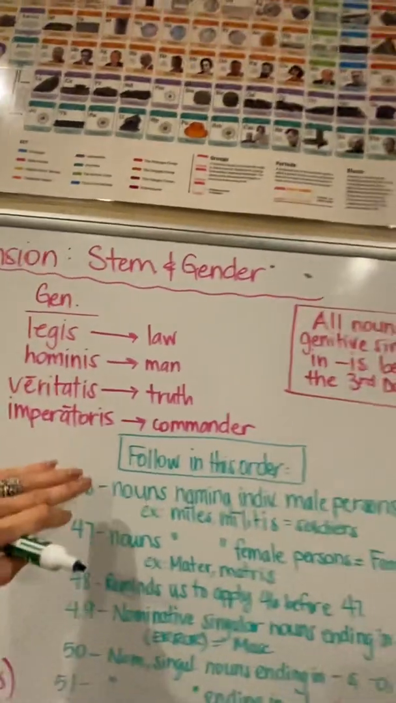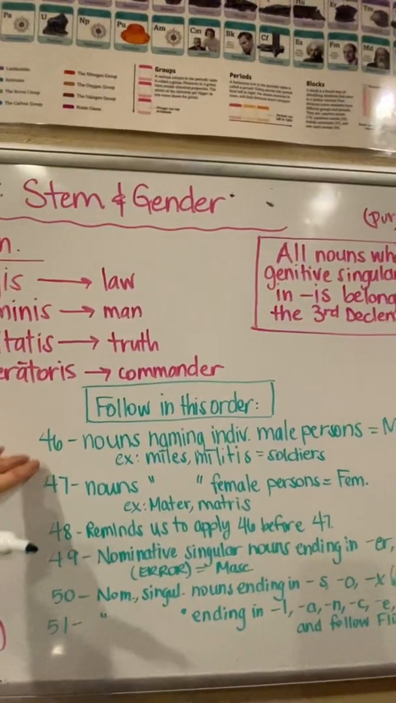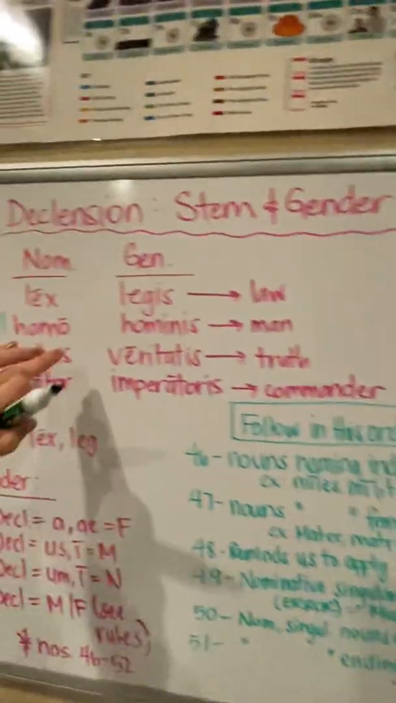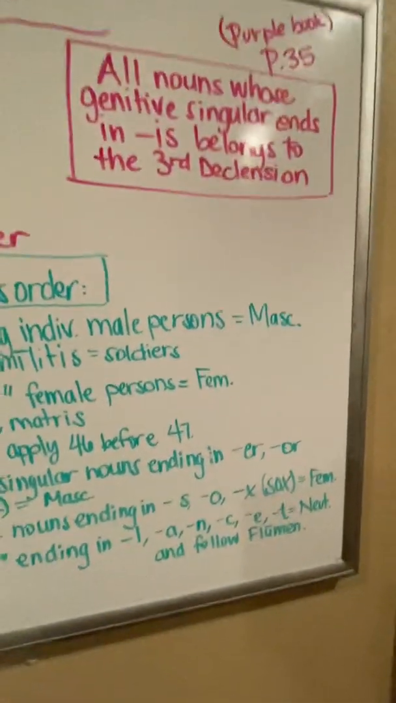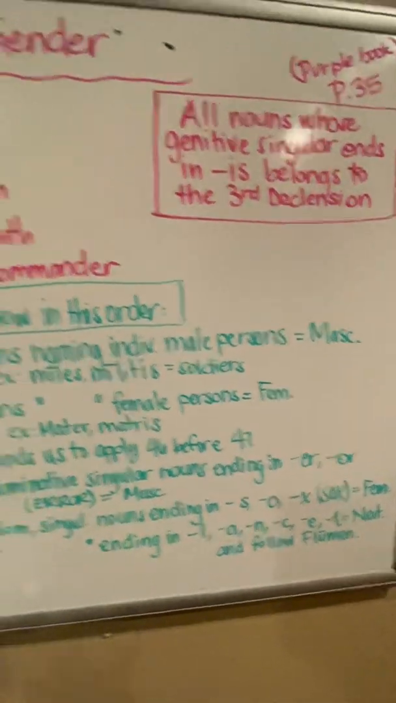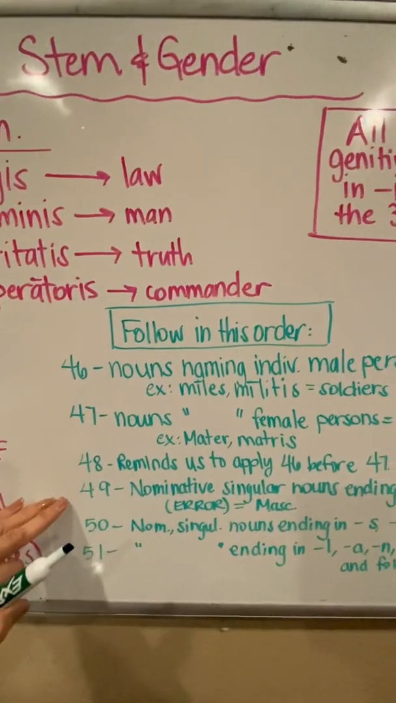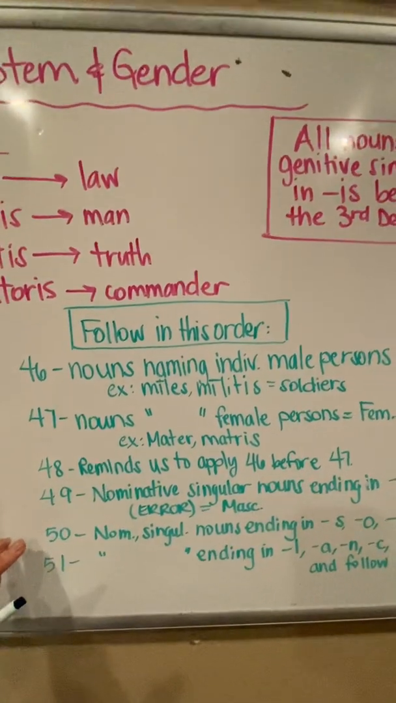And this is why you have to apply things in order. Because if you just jumped down here and went, oh, look, it ends in an O, which means it fits this rule and makes it feminine. Well, we know that can't be right. So it's very important to follow the order of the rules when you're determining gender.